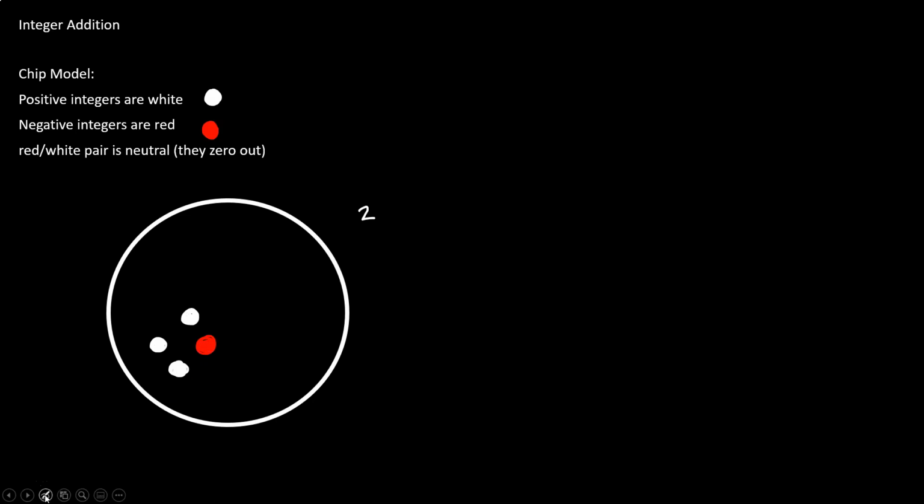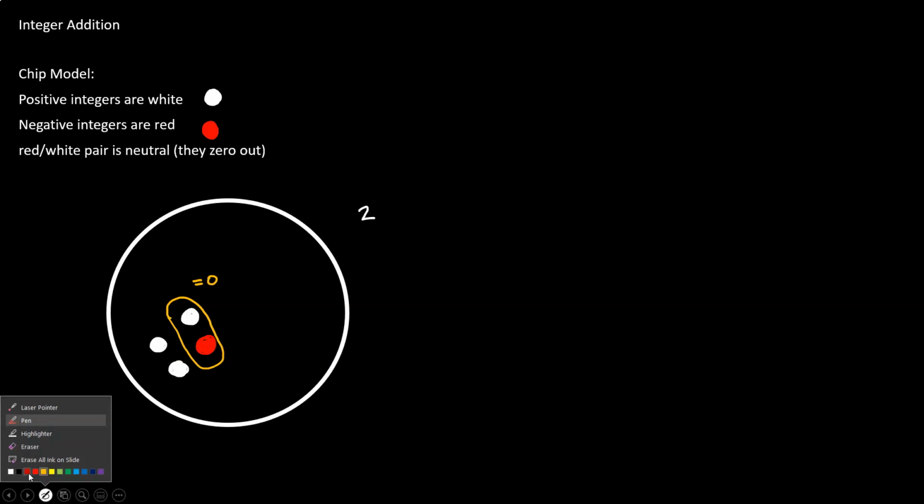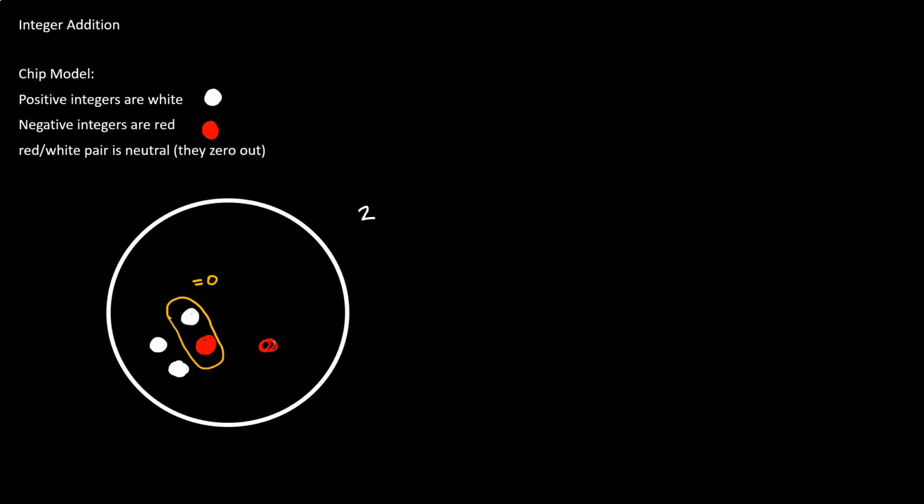this still comes out to 2 because the red and white chip pair that I have here in the yellow circle, this is neutral, so it's equivalent to 0. So if I want to, I can continue adding these neutral pairs, and the value in the circle would still be 2. So I could add another neutral pair if we want to. In fact, I'm going to add 2 neutral pairs.